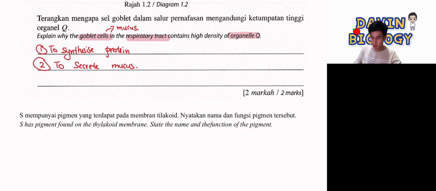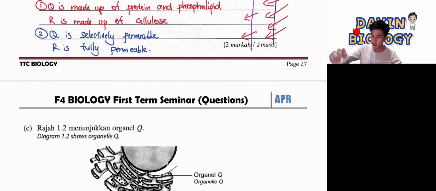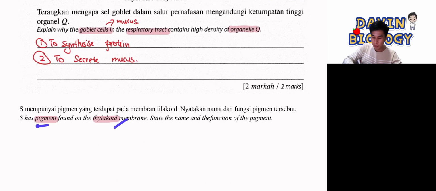S has pigment found on the thylakoid membrane. Okay, thylakoid, we learn about this in Form 5, but thylakoid basically is the structure inside your chloroplast. Then S is your chloroplast. Now we don't care about this thing called thylakoid. We'll learn it next time. So pigment inside your chloroplast, there's this green pigment.